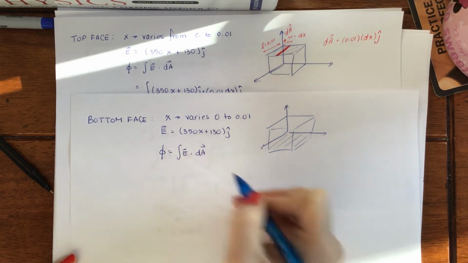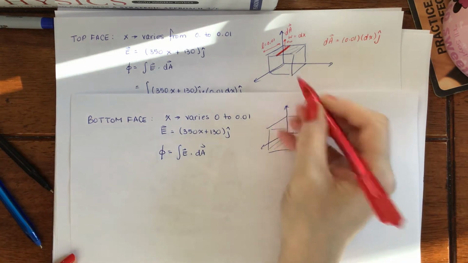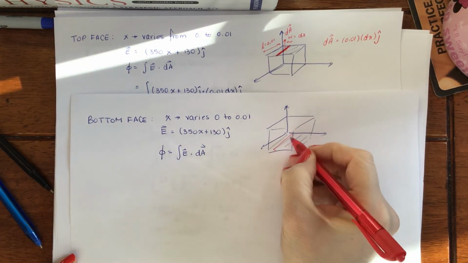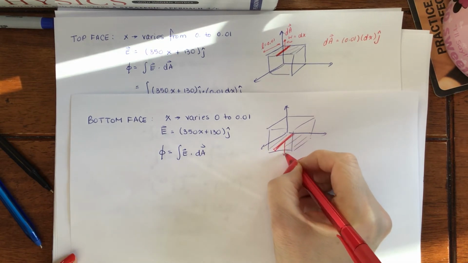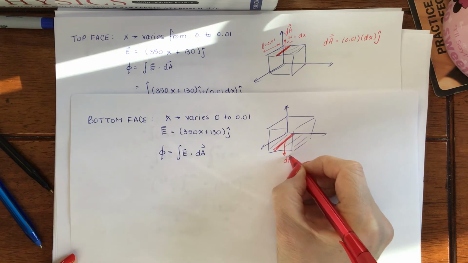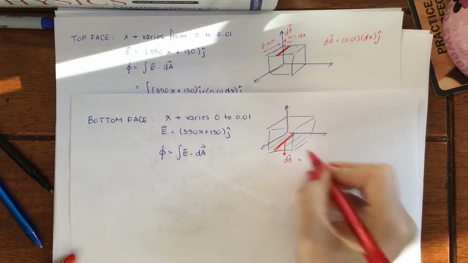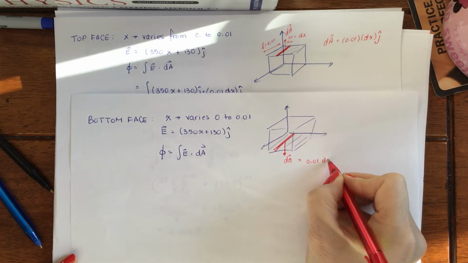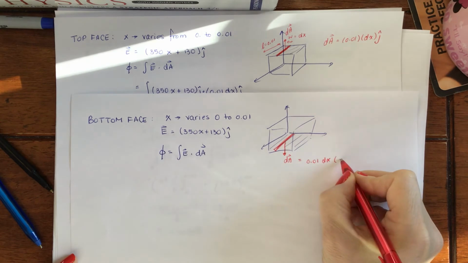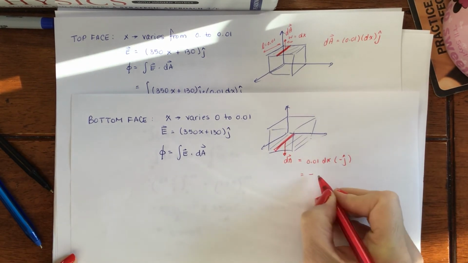Let's pick our area element to be similar to what we did before. Let's do a thin strip, but it's on the bottom of the box. Since it's on the bottom, the direction is down, points down out of the face. dA is still length times width. The length is from here to here, 0.01. The width is from here to here, dx. But now the direction is minus j, because it's down out of the face. So our area is minus 0.01 dx j hat.